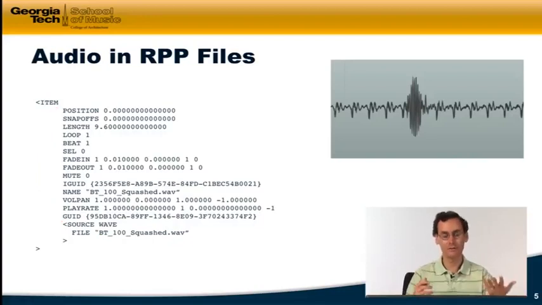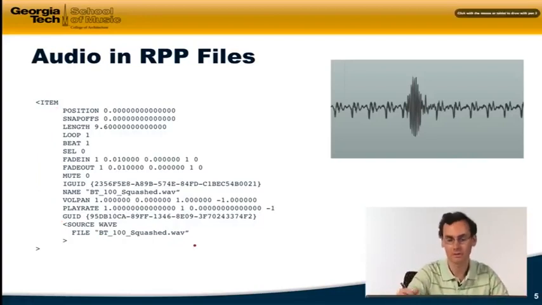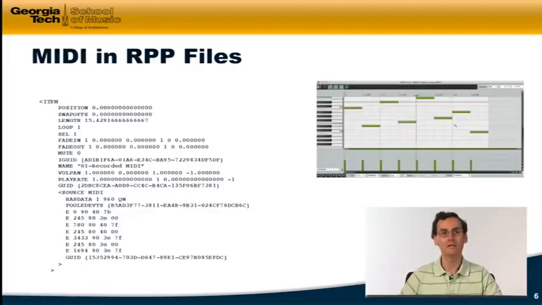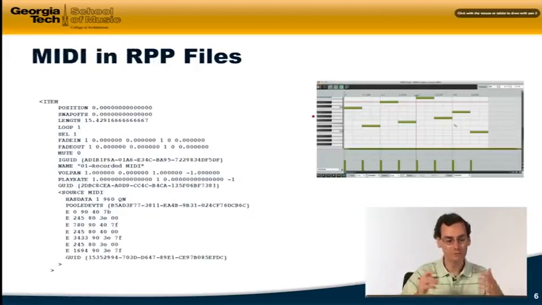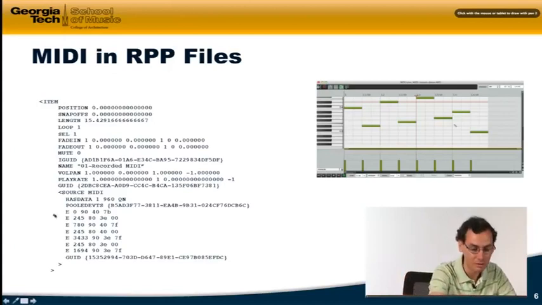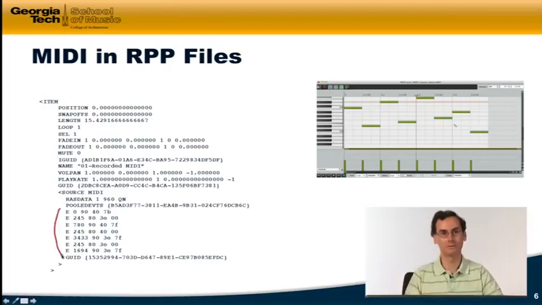So audio, again, and we know this also from this waveform over here, is this collection of amplitude readings stored over time. That's how it's represented on disk. MIDI is a very different situation here. With MIDI, there's no reference to an external file here in this RPP file. This is the actual MIDI data here that we're looking at.